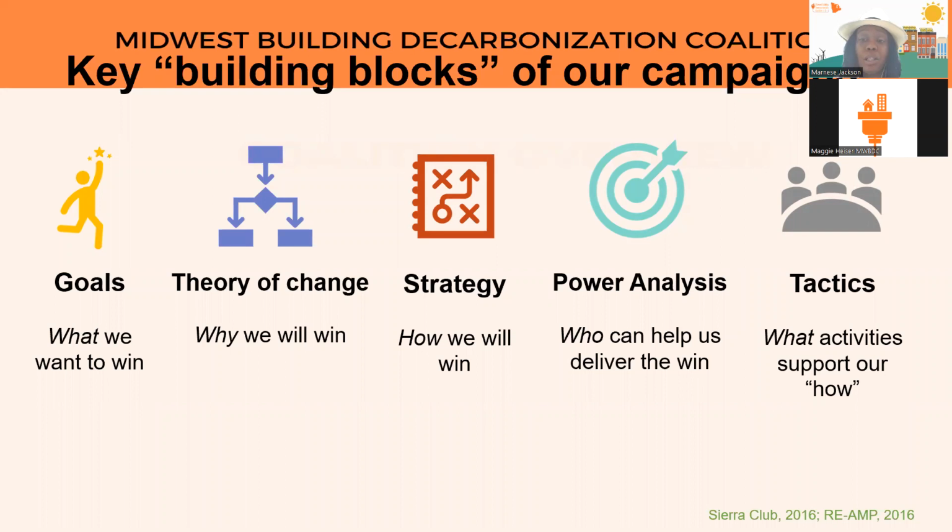And so when you're feeling confused about what we mean when we talk about strategy, don't worry. Different folks use these terms differently. With all these different blocks of the campaign, your goal is what we want to do to win. Our theory of change describes why we win. And our strategy explains how we will win it, the medium to long-term plan necessary to achieve those goals. The power analysis identifies who can help us deliver the win. And the tactics are the activities that support our strategy. That's how it might look for different organizations' missions. It may look different for different organizations, but this is pretty much the basics.